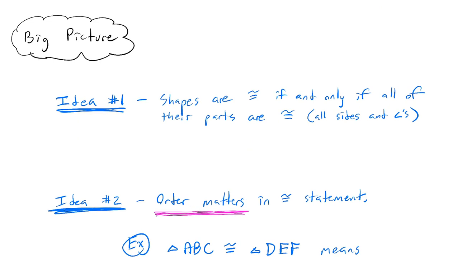Big picture idea one. Shapes are congruent if and only if, so that's a biconditional, if and only if all of their parts are congruent. So that means every side, every angle, every single thing, but it's sufficient to say sides and angles. So if every side in order matches, every angle, all in the same corresponding locations, if all the sides and angles are the same, the shapes are congruent, and vice versa. If we find two shapes that are congruent, we know all of their parts match.